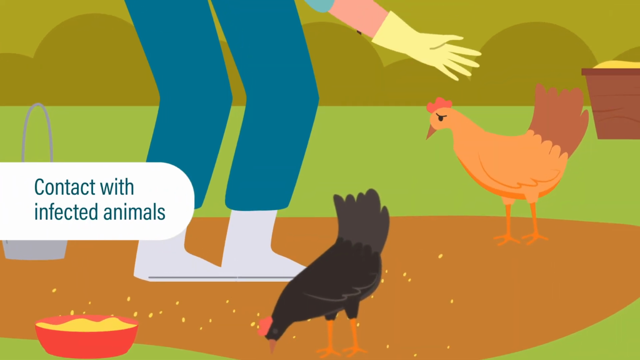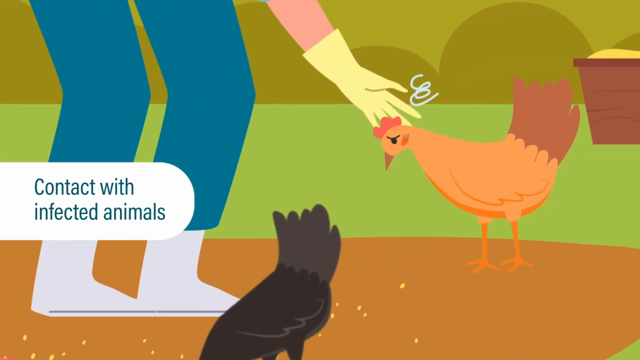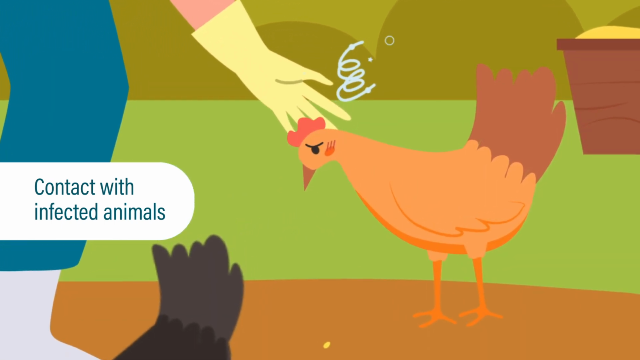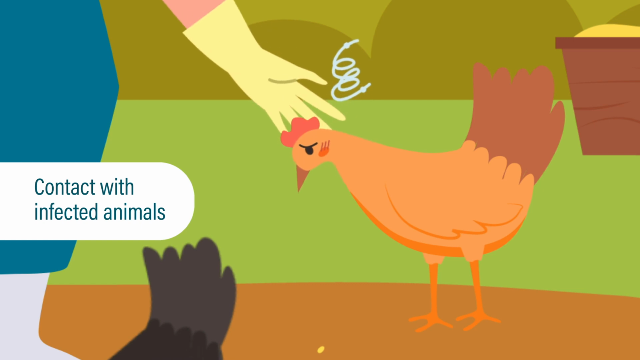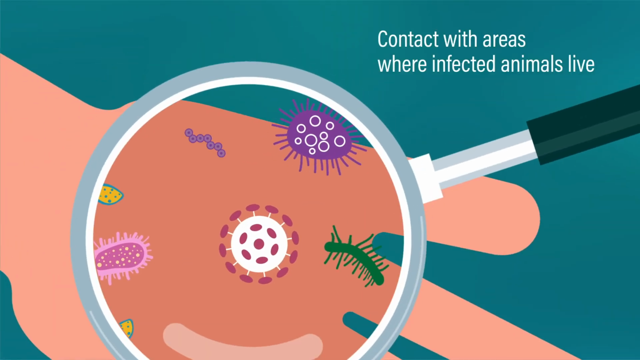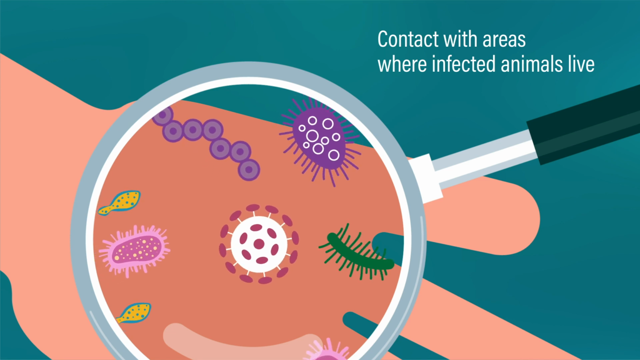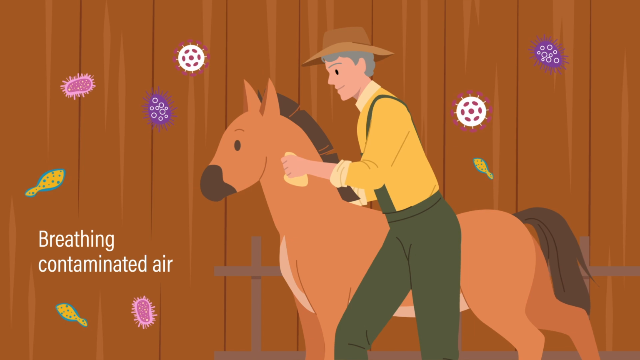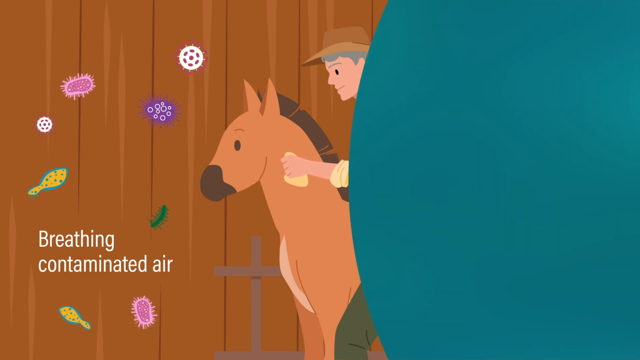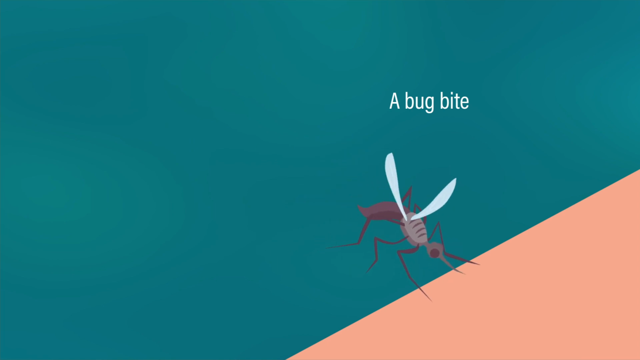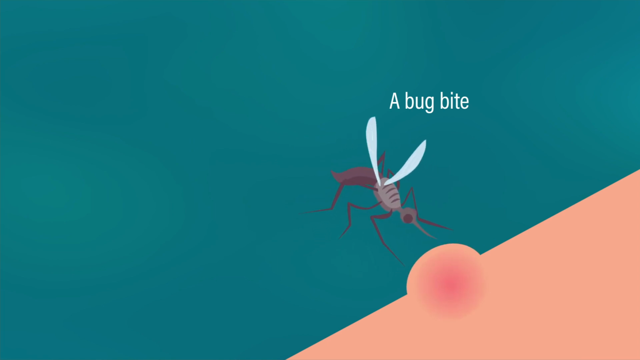Physical contact with feathers, fur, feces, urine, blood, and other bodily fluids of an infected animal, including through bites and scratches. Contact with areas where infected animals live, or surfaces or environments contaminated by infected animals. Breathing air or dust particles contaminated by infected animals. Bites from bugs and ticks or mosquitoes that carry and spread pathogens from infected animals.